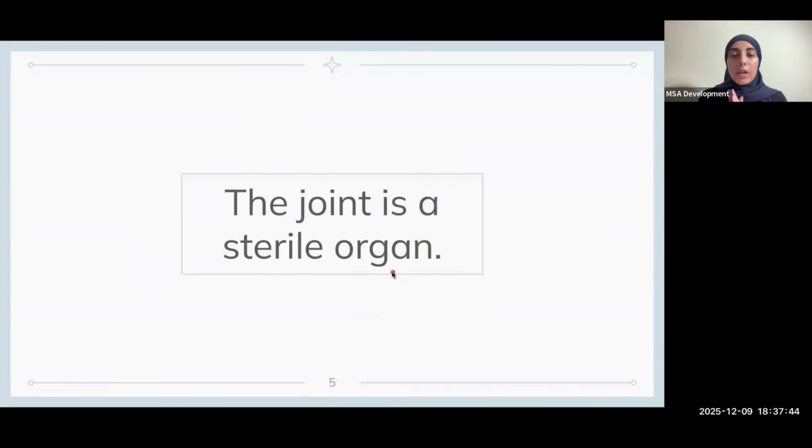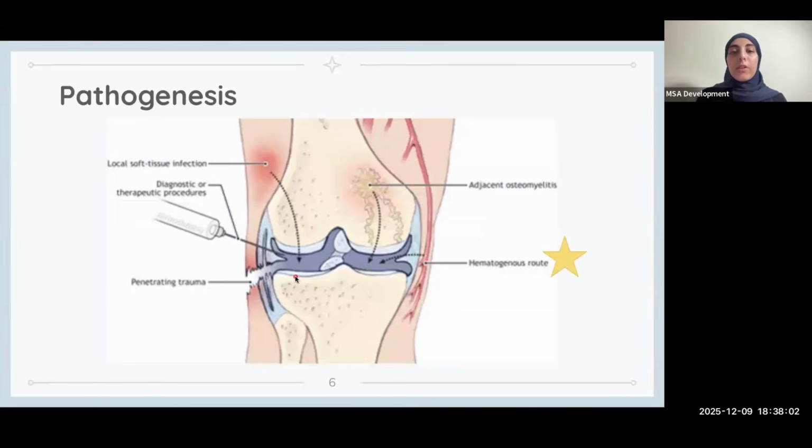Now, something that you have to keep in mind is that the joint is a sterile organ. And what this means is that normally the joint does not have any microorganisms inside, okay? It has no bacteria, nothing. It's absolutely sterile. And this point will be significant in a couple slides. We'll come back to it. Just keep it in mind, okay?